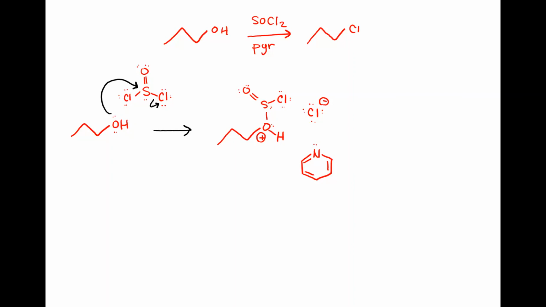So when pyridine's present, it can act as a base to take this proton, instead of Cl taking the proton to form HCl. Now chloride can do a nucleophilic attack on this relatively unhindered primary carbon, and this large group will be the leaving group. So we'll form some SO2 gas and also some more chloride.